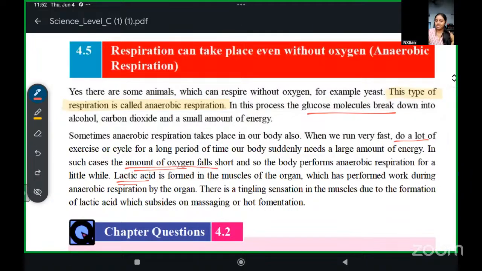What are the key terms that you have to remember? Lactic acid is formed in the muscles. When we cycle or exercise for a long period of time, our body suddenly needs a large amount of energy, so the amount of oxygen falls short and the body performs anaerobic respiration for a little while. Lactic acid is formed in the muscles which have performed work during anaerobic respiration, and it also causes a tingling sensation in the muscles.